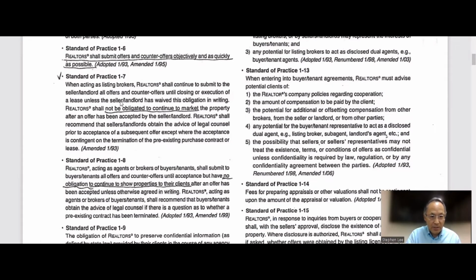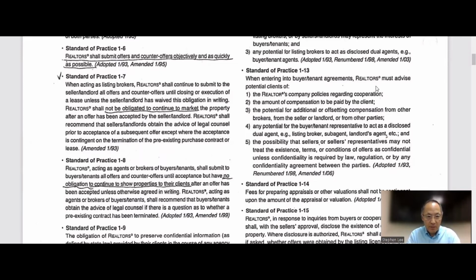And standard practice 1-7 is a little bit different case. Okay, we want to take a look at it. When acting as a listing broker, a realtor shall continue to submit to the seller or landlord all offers and counteroffers until closing or execution of the lease, unless the seller or landlord has waived this obligation in writing.